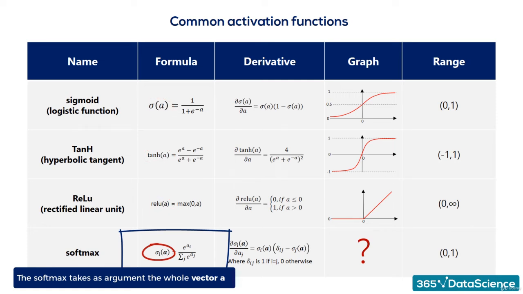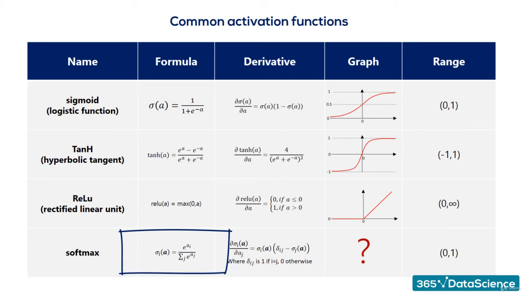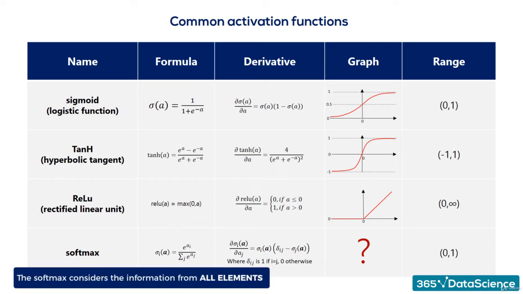So, the softmax function is equal to the exponential of the element at position i, divided by the sum of the exponentials of all elements of the vector. So, while the other activation functions get an input value and transform it, regardless of the other elements, the softmax considers the information about the whole set of numbers we have.